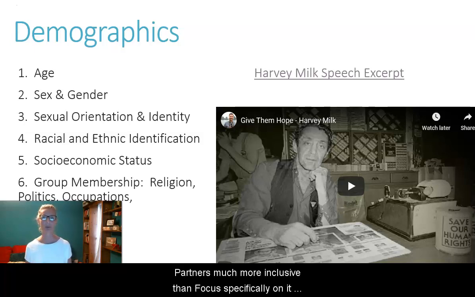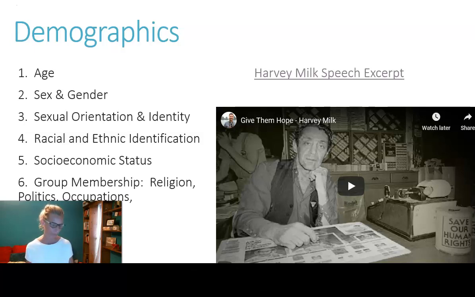Partner is much more inclusive than focusing specifically on it has to be a husband or it has to be a wife, assuming that heterosexuality is what is considered to be the norm. Or not what is the norm, but what should be the norm. We have to be really careful of the shoulds as speech writers. So we want to kind of step away from the shoulds. Well, people should be this way, or they should be that way. And you don't want to think like that if you want to be a good speechwriter.